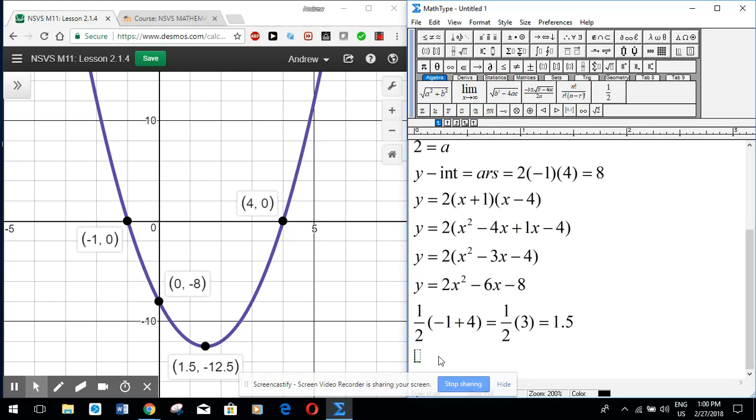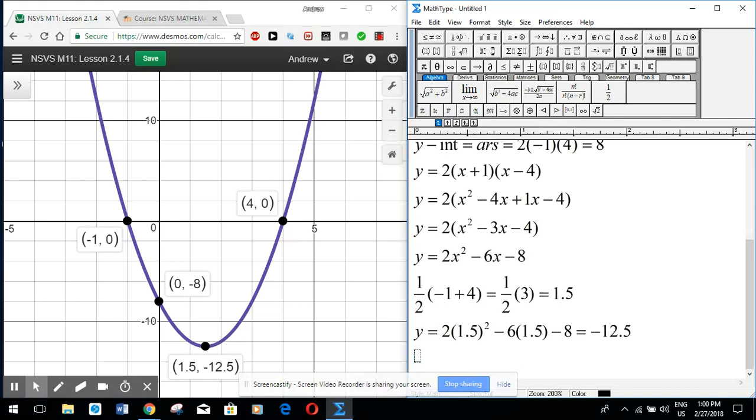And the y-coordinate, we can substitute into our equation. So y is equal to 2 by 1.5 squared subtract 6 by 1.5 subtract 8. And when we multiply that out, we get negative 12.5. So we know our vertex is located at 1.5 and negative 12.5. So starting with factored form of a quadratic and going from a graph, you can find the properties of a quadratic function.